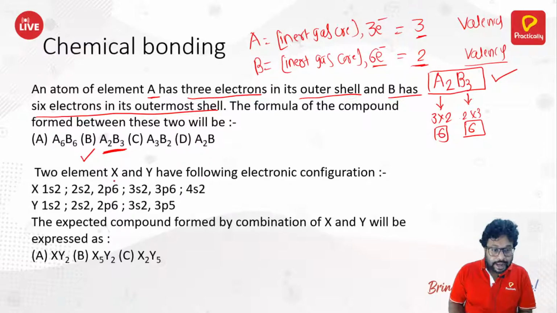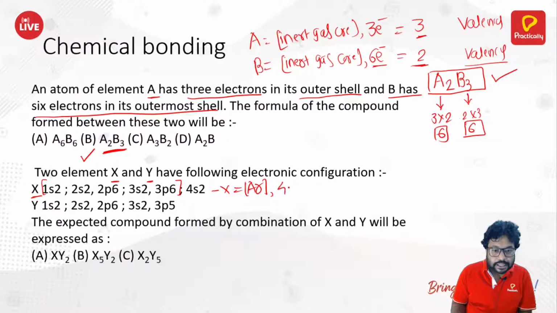Two elements X and Y have the following electronic configuration. X has 1s2, 2s2, 2p6, 3s2, 3p6, 4s2. So this is your inert gas core. You can see clearly that there are 18 electrons. Therefore, your X core is argon.